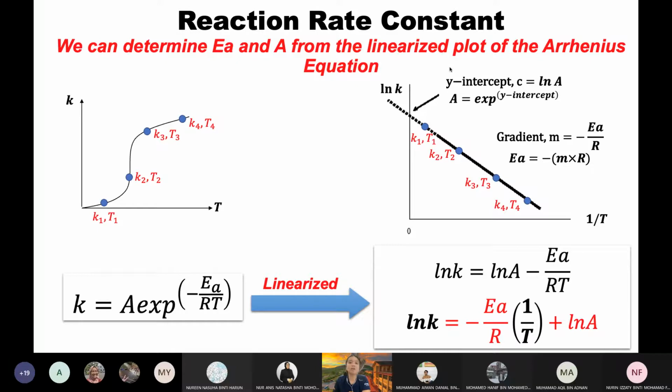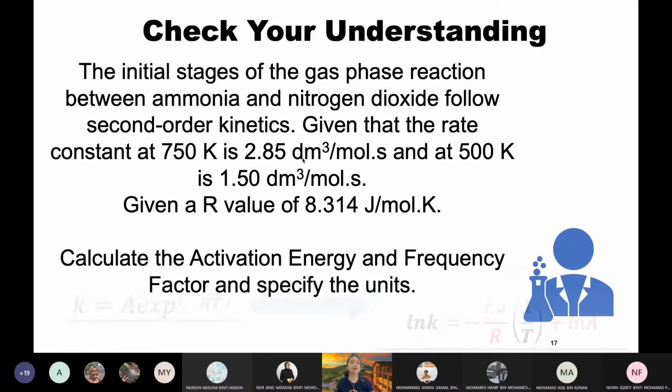Setiap group run satu eksperimen, betul, kita kongsi data, kita plot graph, kita cari EA, kita cari A. But, as I told you, for my case, you don't have to plot manually. Kamu gunalah Excel plot, dapatkan gradient, dapatkan y-intercept, then you calculate your EA dan A. Okay, so that's why we learn how to actually determine EA and A.